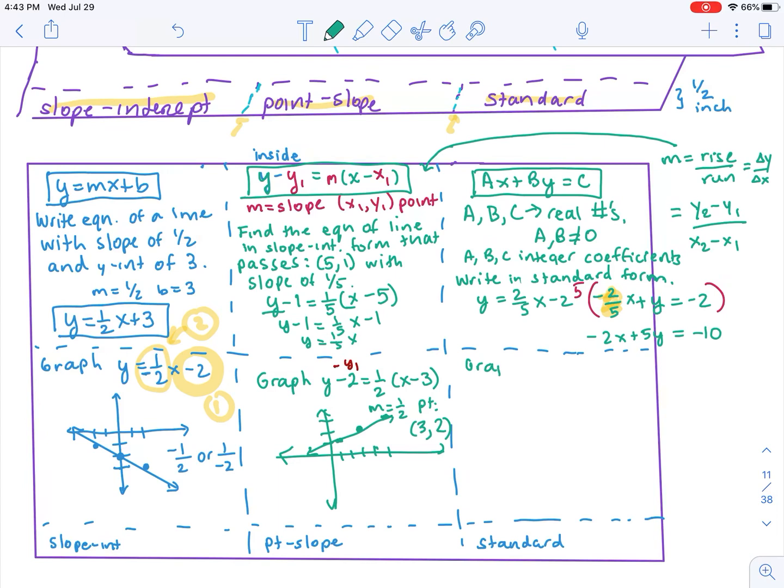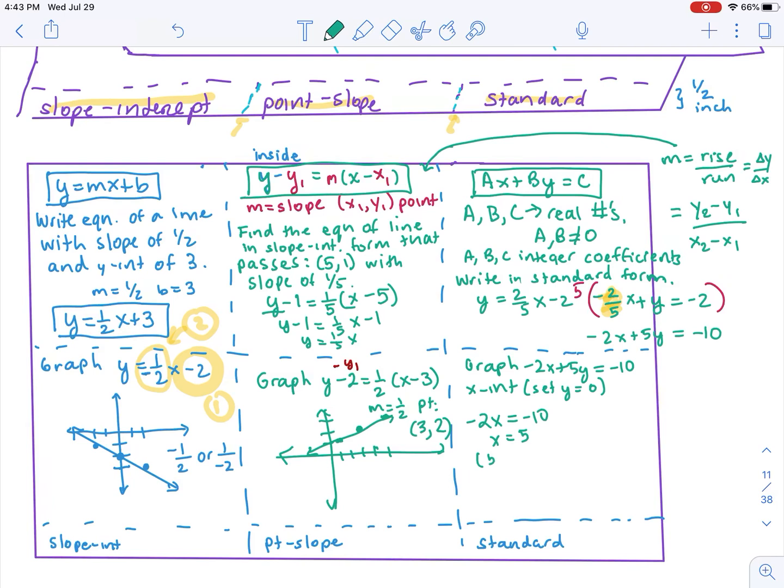Now, how do I graph in standard form? Let's say we were to graph that equation, negative 2x plus 5y equals negative 10. We would use something called x-intercepts and y-intercepts. In order to find the x-intercept, you would set your y to 0. An x-intercept is any point on the line that falls on the x-axis, so any such point has a y-coordinate of 0. So we set y to 0, and we end up with negative 2x equals negative 10, or x equals 5.